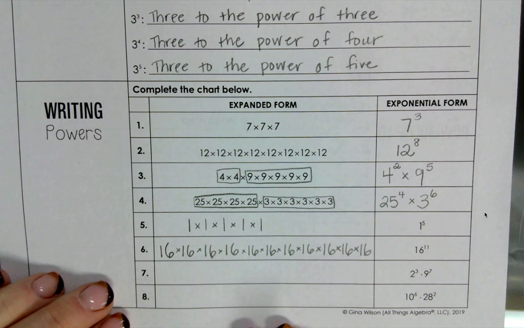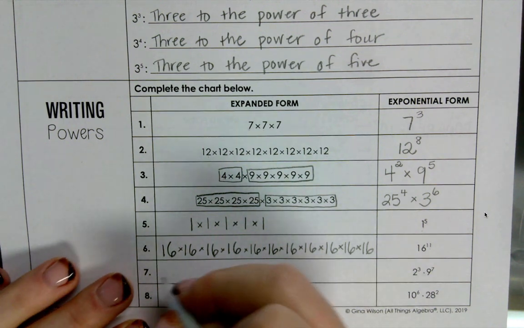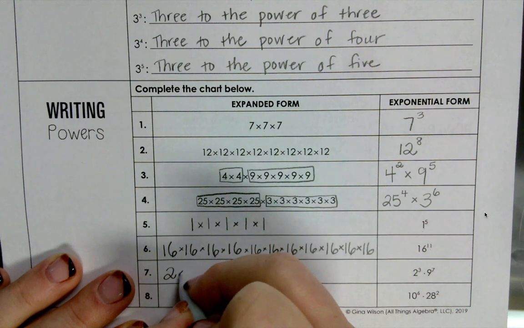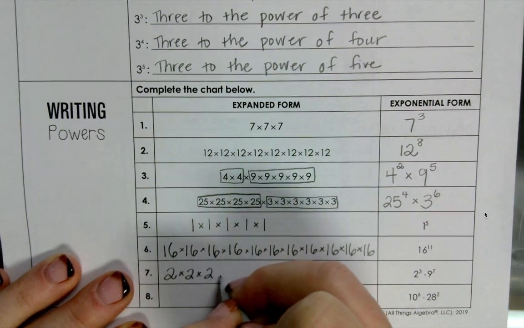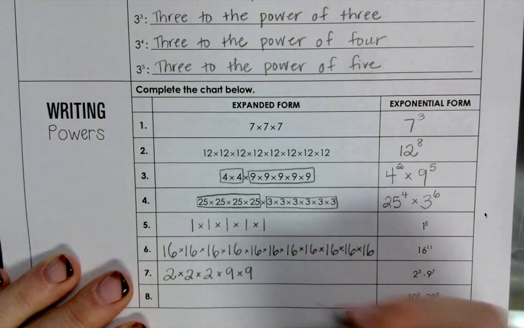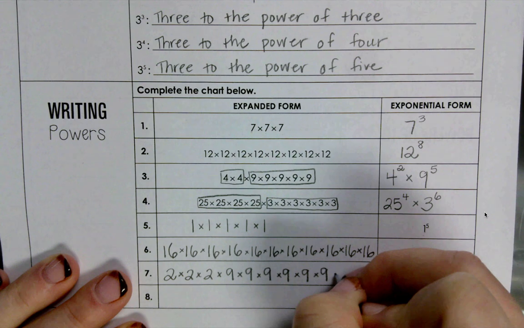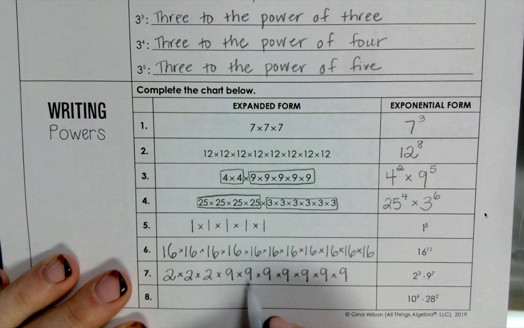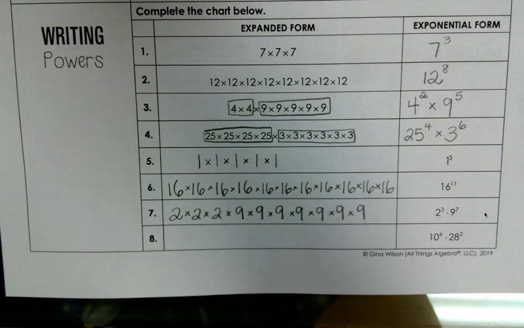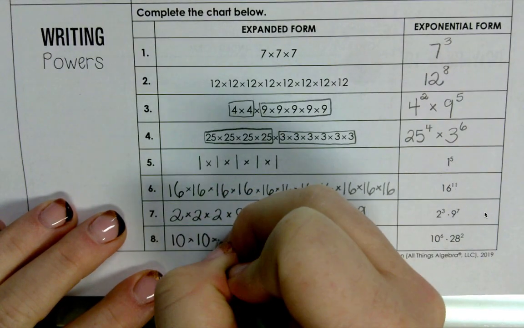Okay? That's a lot. And this one, we have 2 examples that are similar to 3 and 4. So my base is 2. I'm multiplying it by itself 3 times. 1, 2, 3 times. My next base is 9. I'm multiplying it by itself 7 times. And then my last one, I have 10 to the power of 6 times 28 to the power of 2. My first base is 10, multiplying it by itself 6 times.